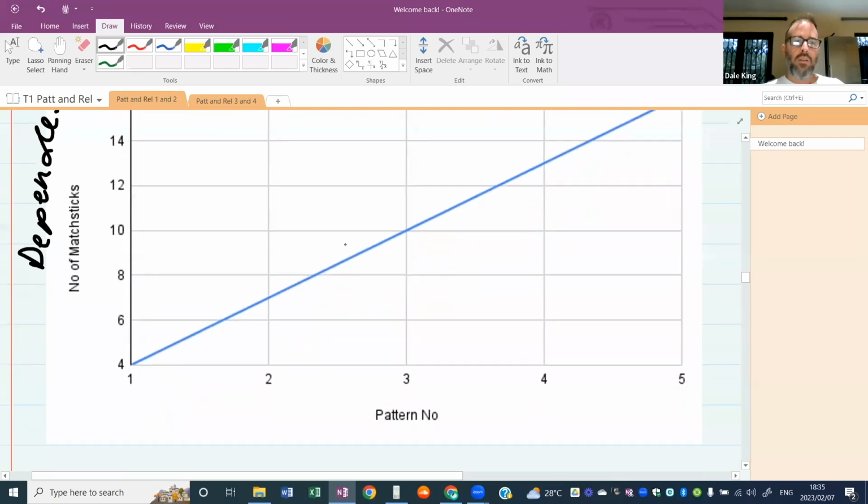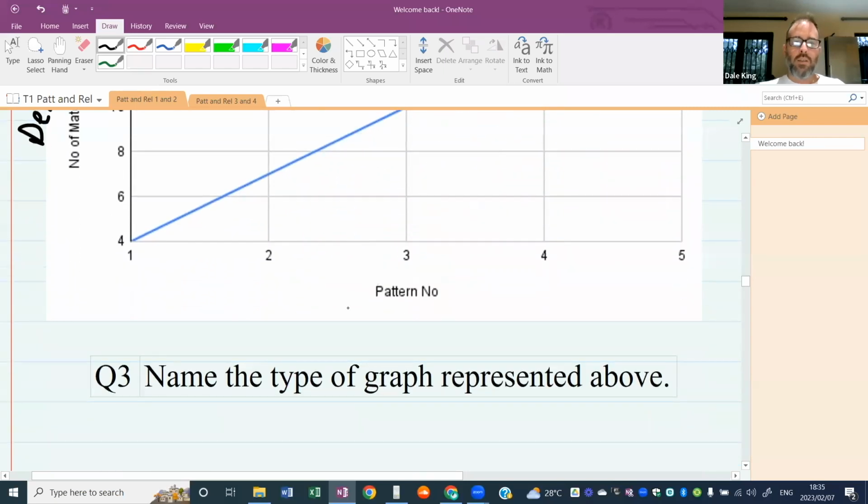All right, so the dependent is on the y-axis, and the independent is on the x-axis. So the pattern number doesn't care how many matchsticks you have, but the number of matchsticks, you can only find that if you tell me the pattern number. Otherwise, I can't find it for you. All right. So that's how we work out the dependent and the independent.